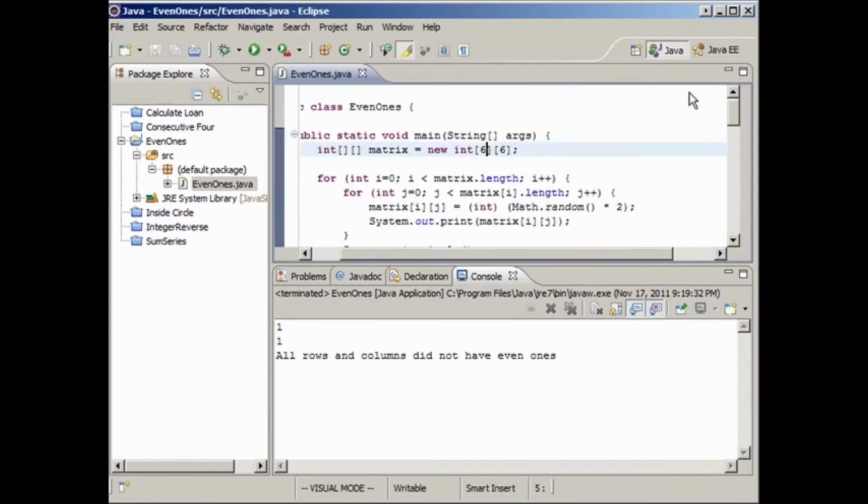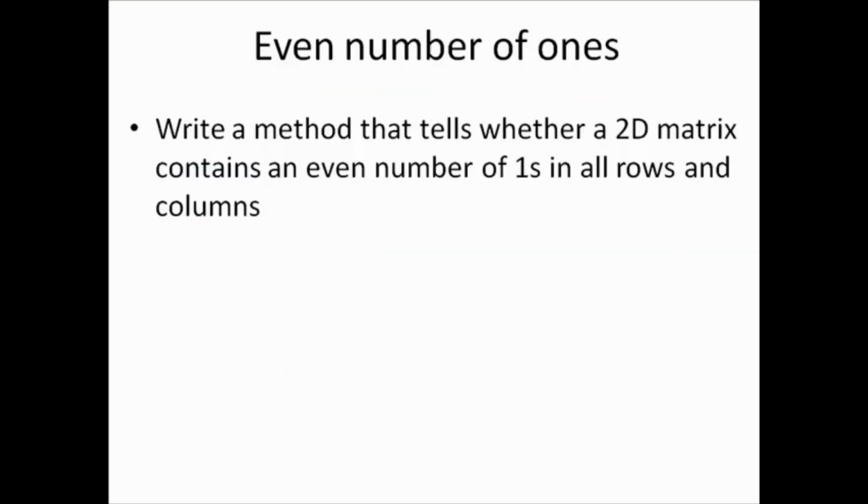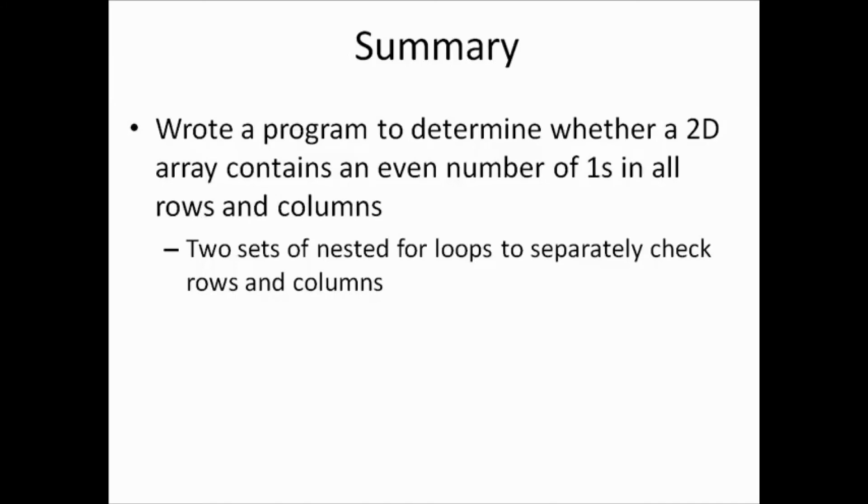So with that, that's really all there is to this video. Just to summarize, what did we do? Well, we wrote a program to determine whether a 2D array contains an even number of 1s in all the rows and the columns of that array. We had to check the rows and columns separately, and we used 2 sets of nested for loops to separately check the rows and columns.